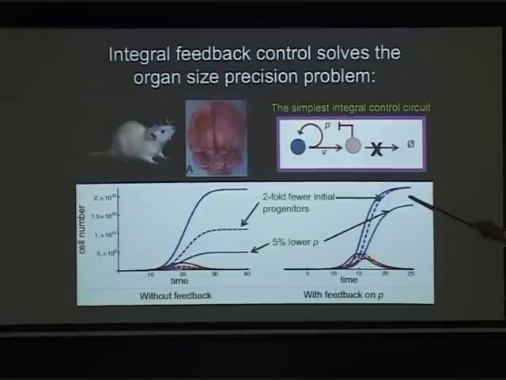But if you do have feedback, look at these two curves for twice as many or half as many progenitors. You make almost exactly the same size of brain. It's not perfect robustness, but it's very, very darn close to perfect robustness, simply by having negative feedback control on P. And it doesn't matter what the form is, and it doesn't matter what the gain is. The gain will just give you the value that you come to. But whether it's going to be essentially perfect is independent of all that.